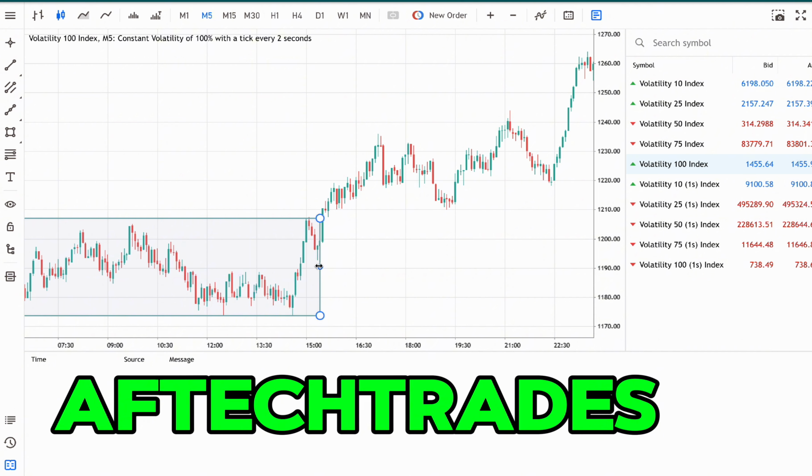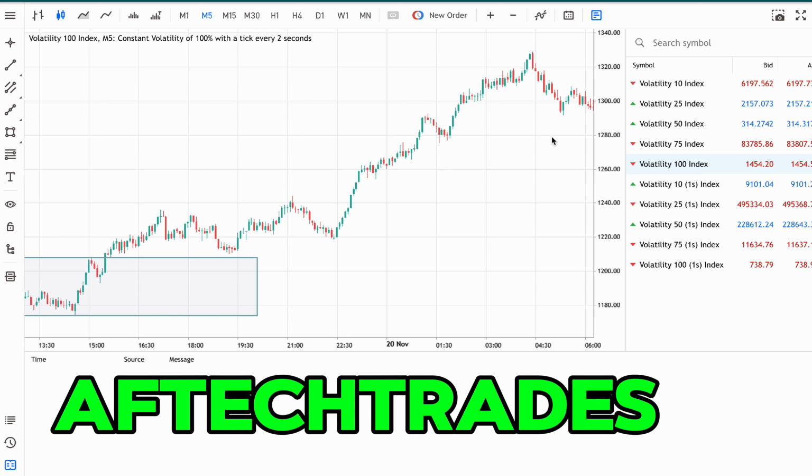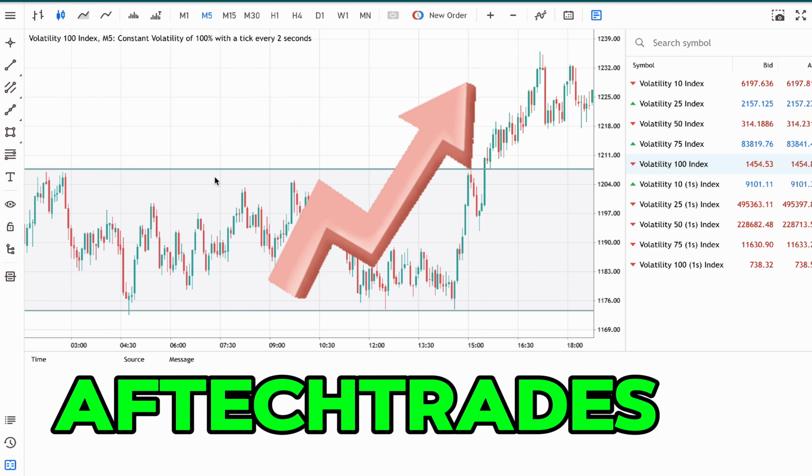It actually came for a retest. If you drag this further, you see that it came for a retest around this zone. Then it shoots up, right? So that is when you would take a long position. You can see how the market went far, and this is just a 5 minute time frame.